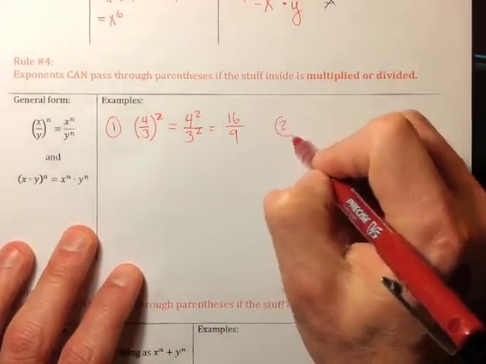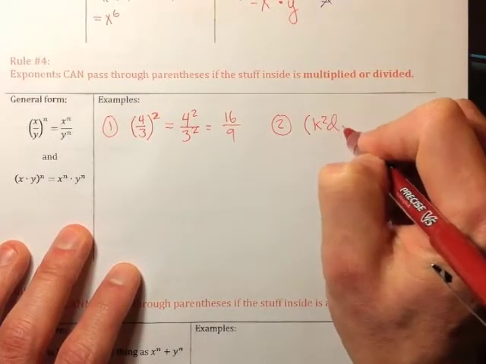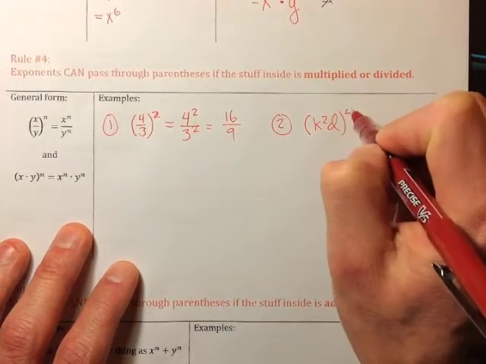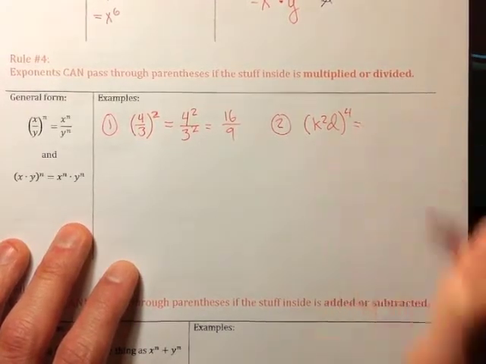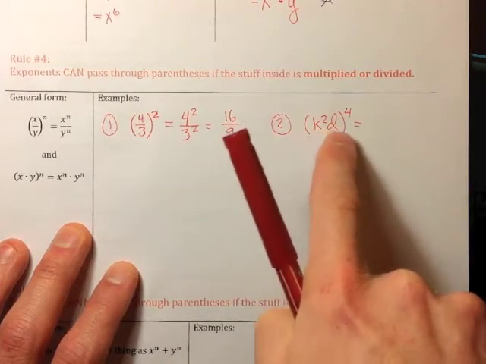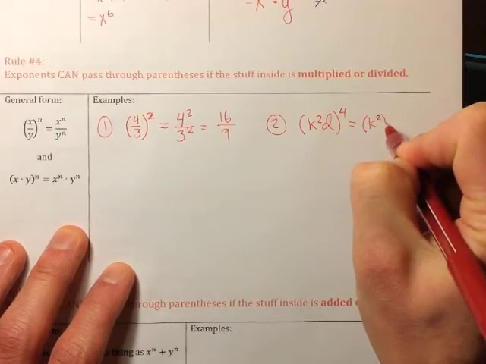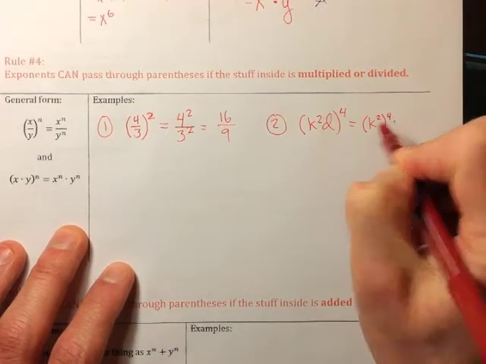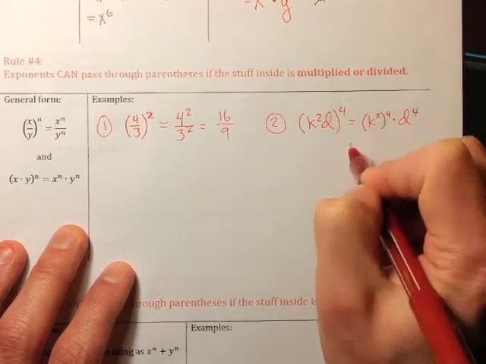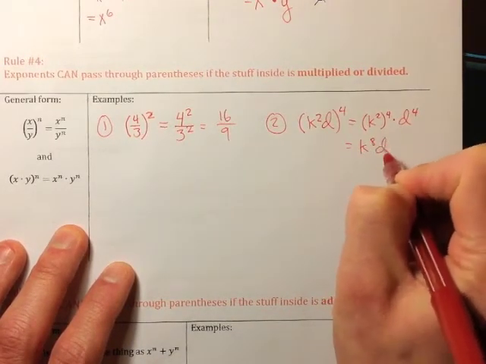What if it's multiplied? Let's say we have k squared times d inside of parentheses. Let's raise this to the 4th power. Well, the exponent can pass inside of the parentheses as long as we attach it to every factor inside of here. So k squared to the 4th power times d to the 4th power. This is equal to k to the 8th power times d to the 4th power.